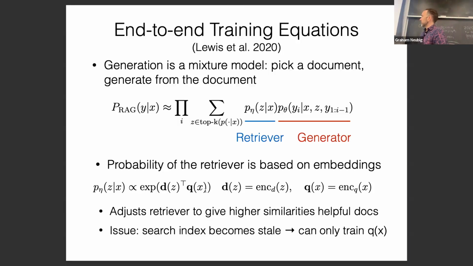One issue with this is that you would like to be able to also optimize the document embeddings, but optimizing the document embeddings is very difficult because you need to rebuild the search index every time the document embeddings change. And so in this case, they only optimized the query embeddings and they kept the document embeddings fixed.